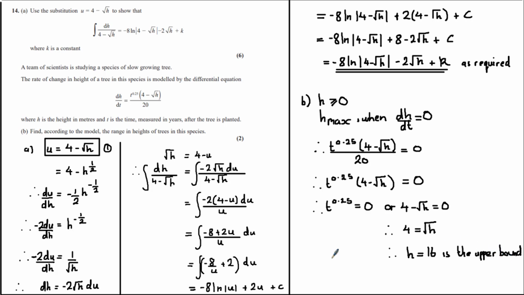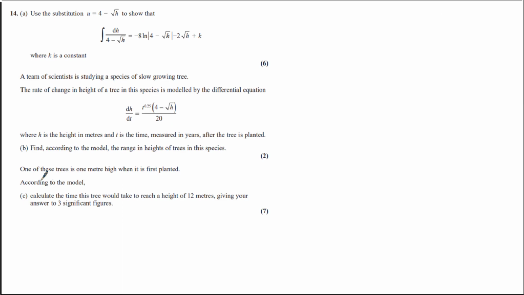So therefore, the range of heights is all values of h greater than or equal to 0, but less than or equal to 16. In the final part of this question, we're told that one of the trees is 1 meter high when it is first planted. According to the model, part C asks us to calculate the time this tree would take to reach a height of 12 meters, giving your answer to 3 significant figures. And this is the most meaty question with 7 marks.